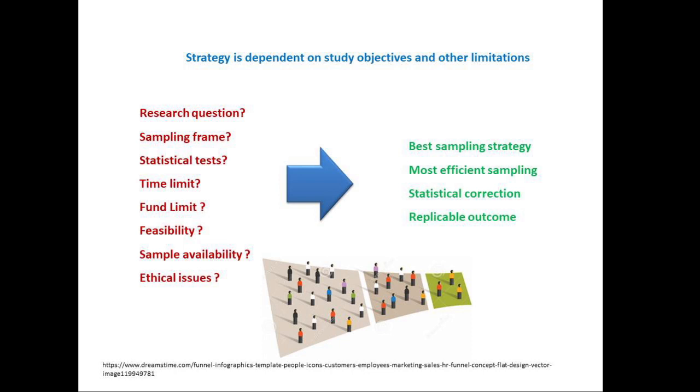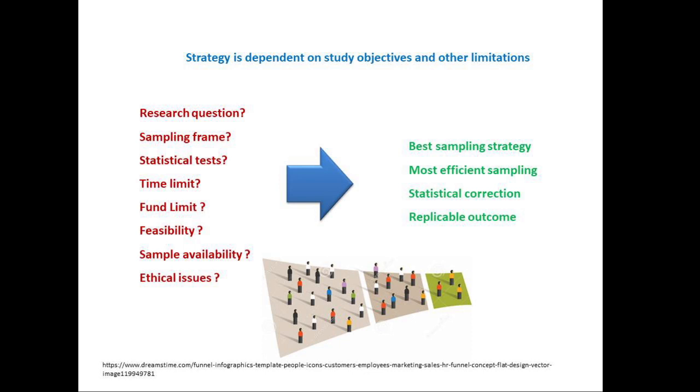How much time is there? How much funding is available? Is it feasible? Is sample availability there or not? Ethical issues, because you are performing human-related research, so the protocol of sampling or the downstream study that you'll be performing after this sampling should follow an ethical guideline.